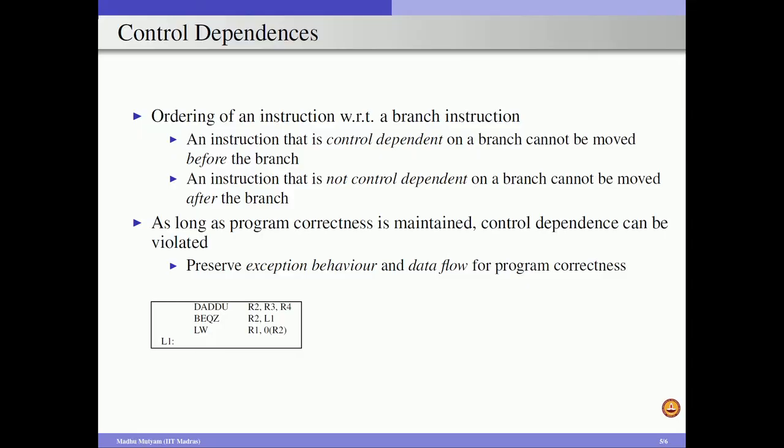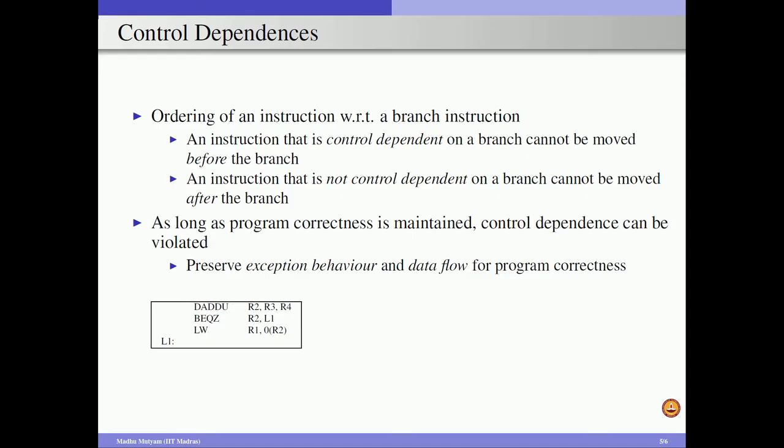We just consider an example here. Consider a simple code where we have an add instruction which is writing a value to register R2, and there is a branch instruction, branch equal to 0 condition, checked with the register content R2. If register content R2 is equal to 0, then we are branching to an instruction pointed by L1, and if it is not equal to 0, then we execute the load instruction.